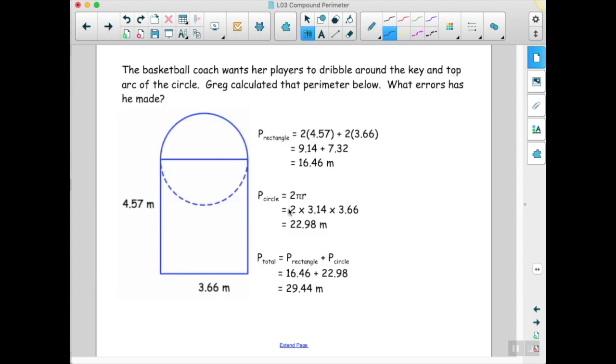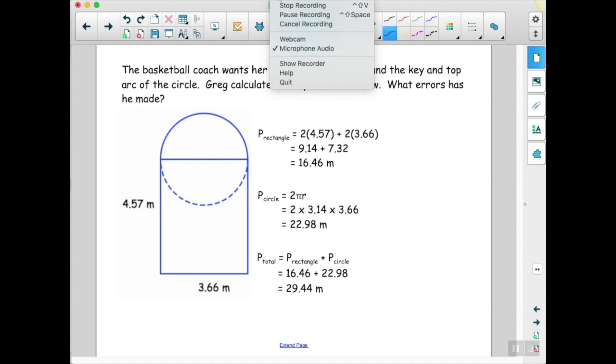All right, the next problem. I'll just read it to you, then I'm going to give you time to think. So the basketball coach wants her players to dribble around the key and the top arc. So really come down here, across there, up there, and over like that. Greg has calculated the perimeter as in here. What errors, if any, has he made? And again, I'm going to pause so that you can do some thinking, and I'll also do some work.